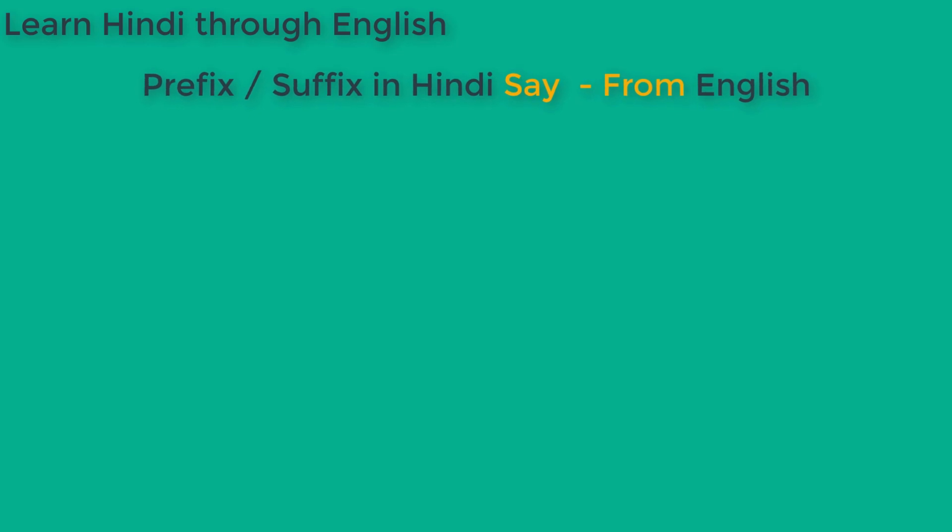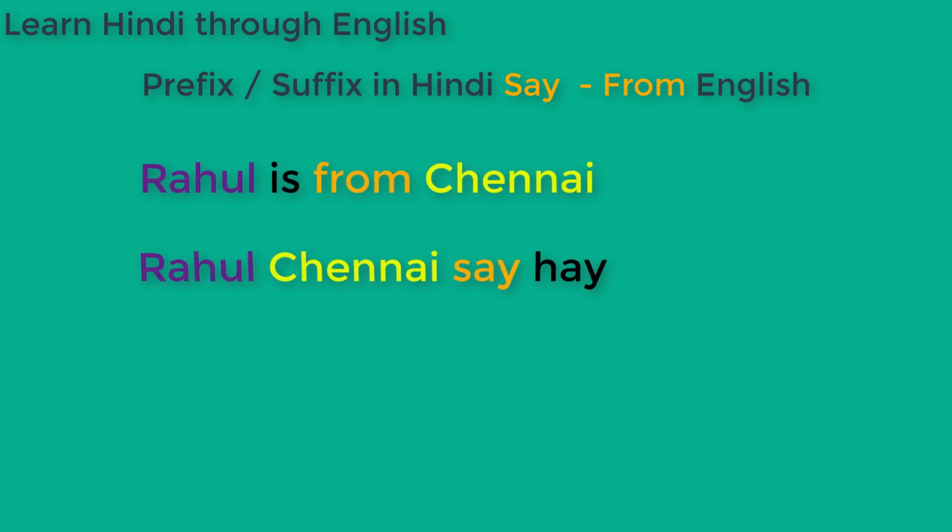Next we have from. In Hindi it becomes se. For example, Rahul is from Chennai. Rahul as a subject, the verb will become hai, and from Chennai will become Chennai se. Rahul Chennai se hai. Rahul is from Chennai.